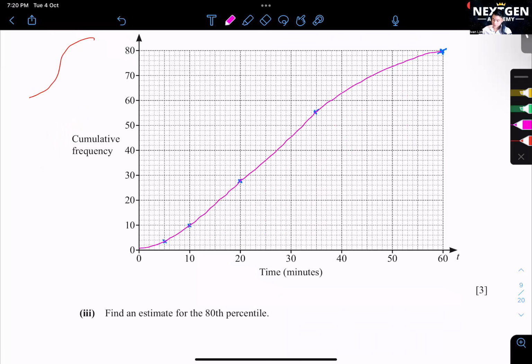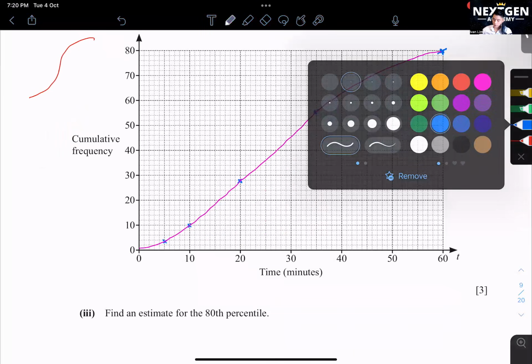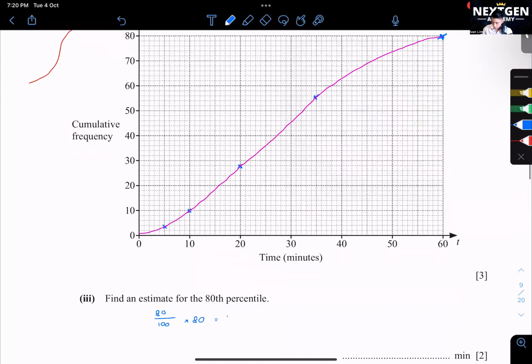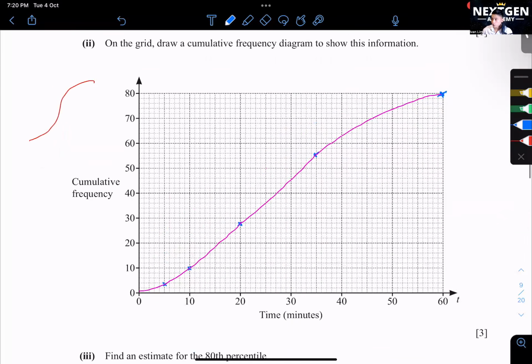Then find an estimate for the 80th percentile. So 80th percentile means you need to calculate your 80%. So 80 over 100 times your total, which is 80. You get 64. So at 64, you read from here. This part here is 64. You read the value here. My value and your value might be a little bit different.